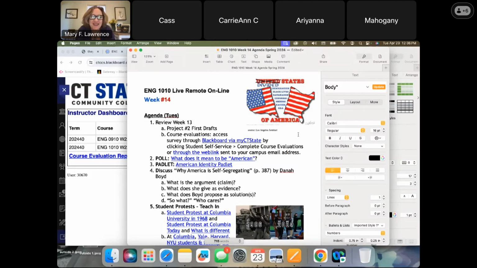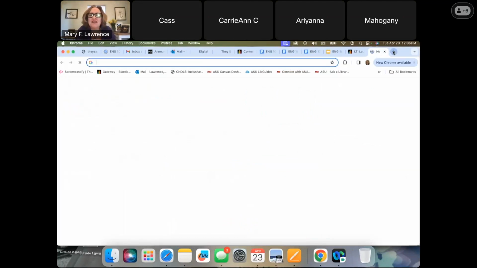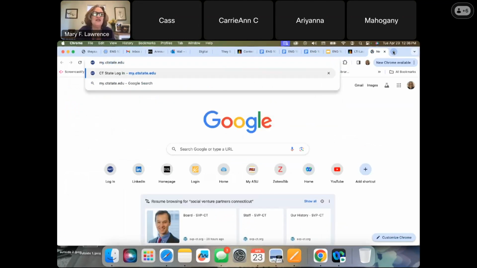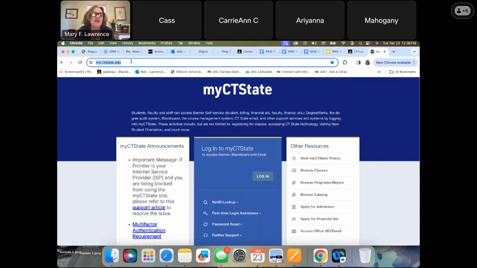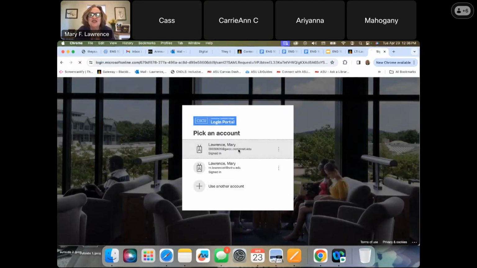All right, I'm getting a couple of you in the chat saying you can't find the evaluation. So, let me just see. My CT State edu should be where you can get it. Mine is going to be the teacher version, so it's going to look different.